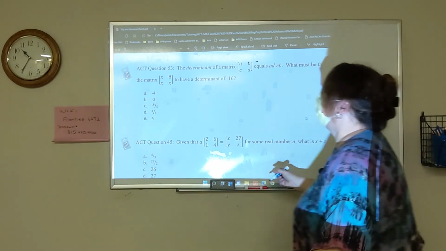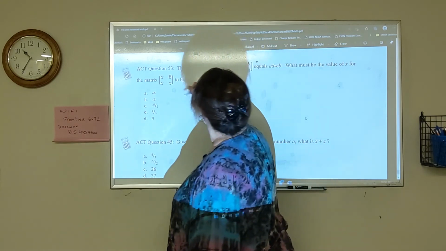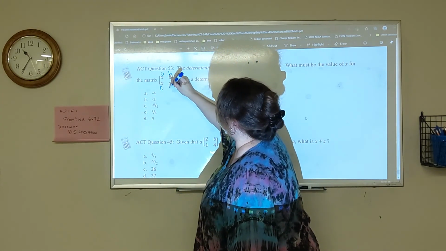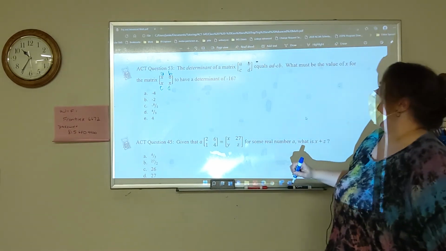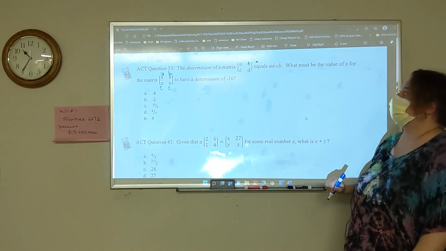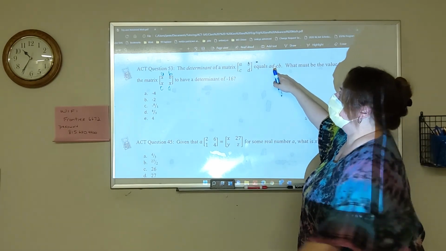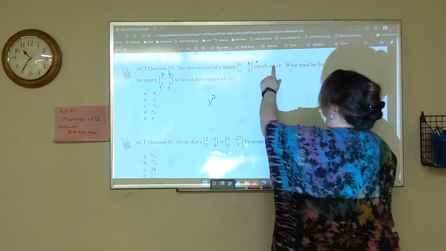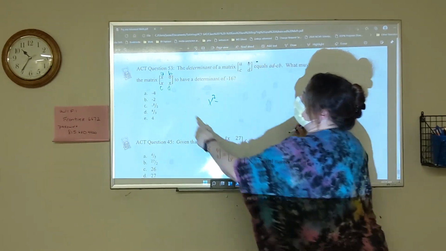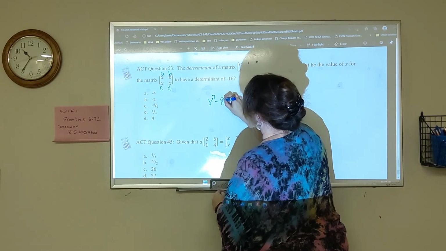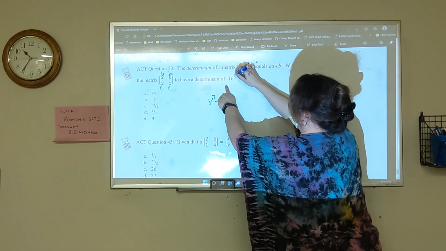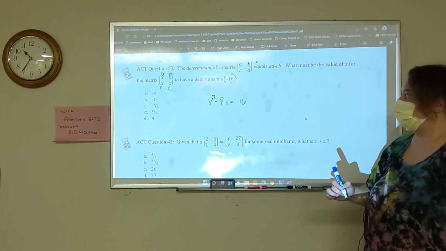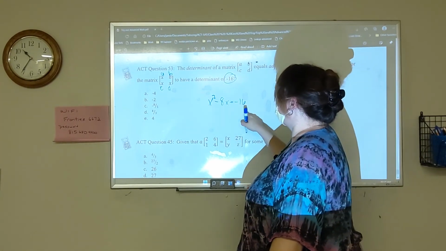So let's just match stuff up. A, B, C, D. And then plug it in your formula. A times D would be x times x, so that's x squared, minus CB. C times B would be 8x. And we know it's going to have a value of negative 16. Ta-da! Okay. And then we just have to solve this for x.